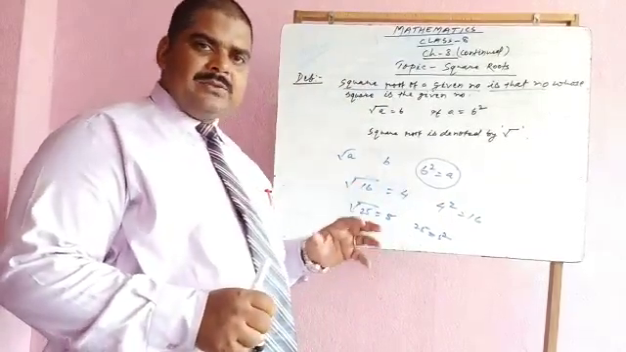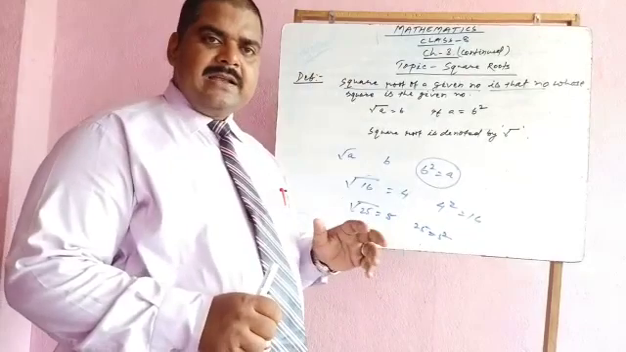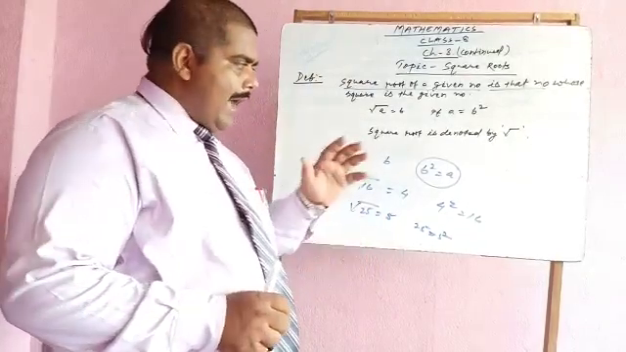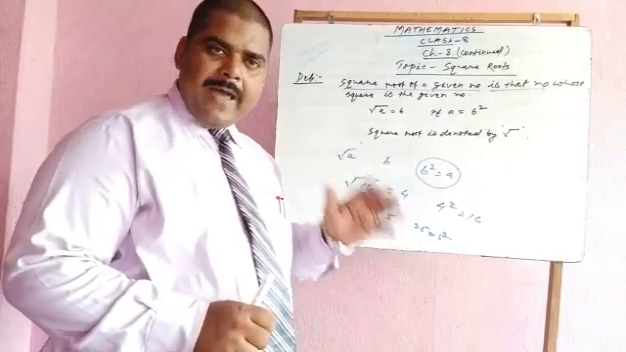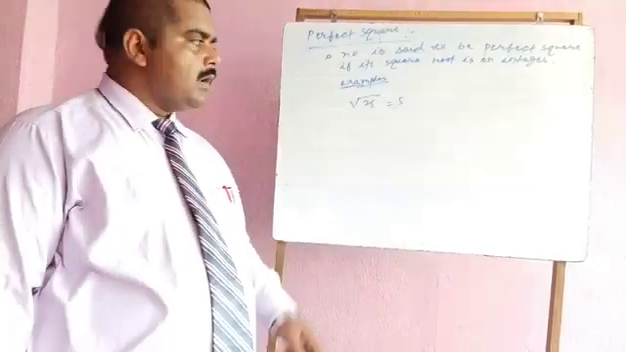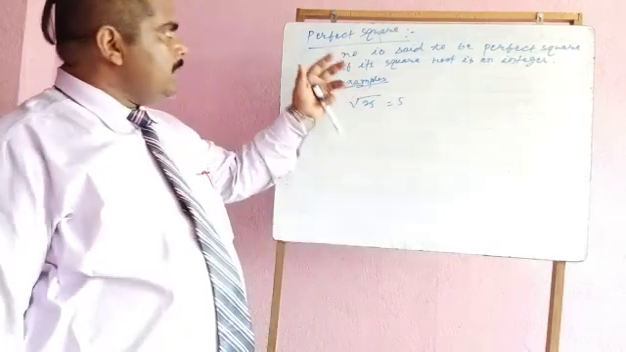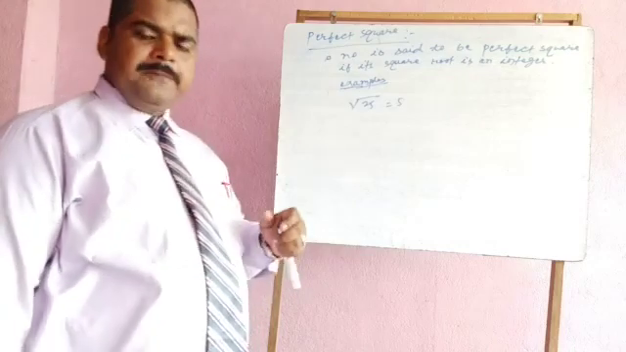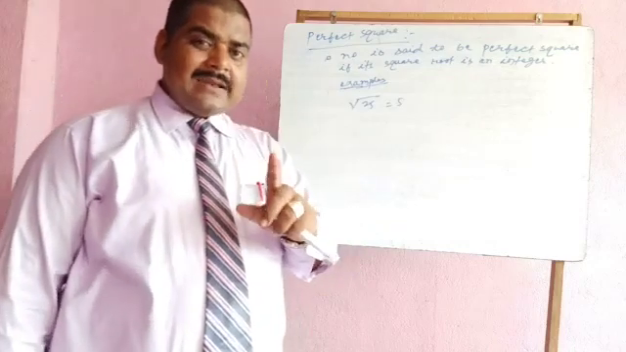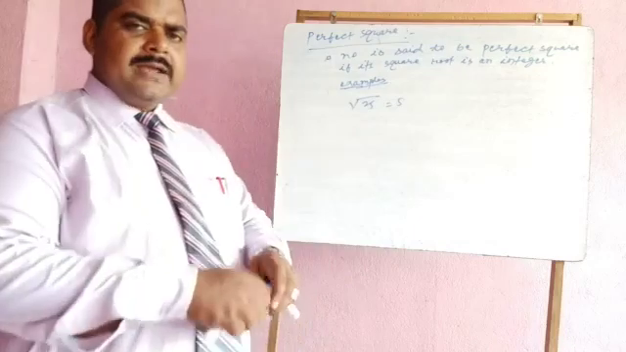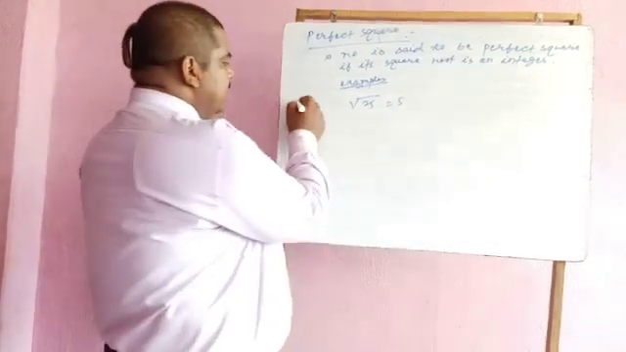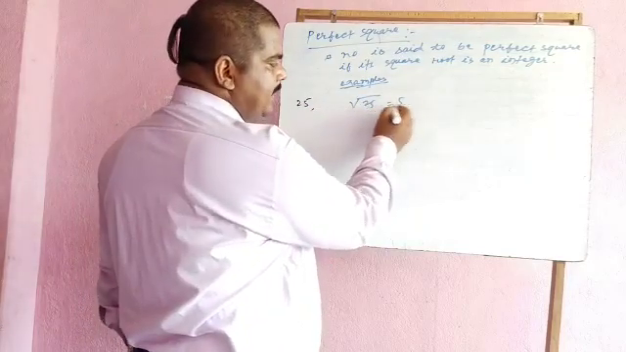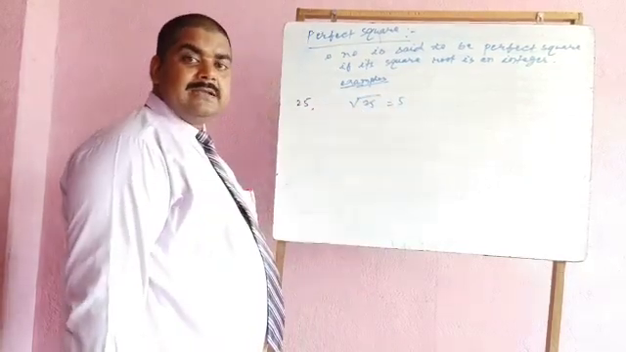To understand this definition, it is essential to understand perfect squares. So I am going to discuss the perfect square. My dear students, a number is said to be a perfect square if its square root is an integer. 25 is a perfect square. Why? Because the square root of 25 is 5 and 5 is an integer.